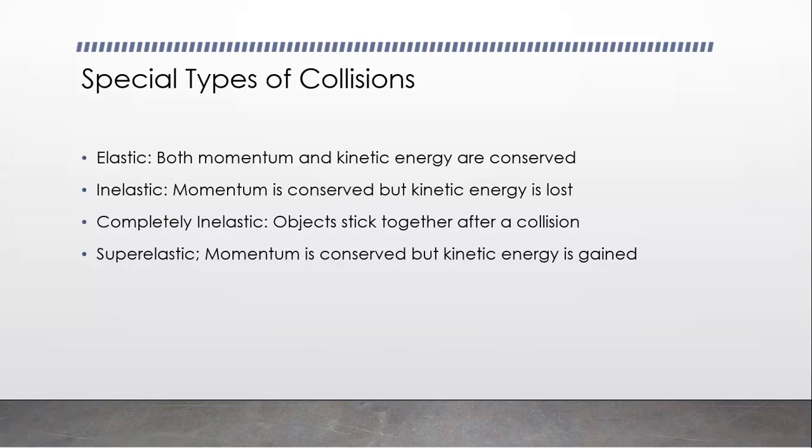Now there are some special types of collisions that we come across in physics when two objects collide with one another. Here are four definitions you'll sometimes see with collisions. Elastic means that both momentum and kinetic energy are conserved within a system. That means if you take the momentum and kinetic energy before a collision, they're the same numbers after the collision. Inelastic means momentum is conserved but kinetic energy is lost. Completely inelastic would tell you that objects stick together after the collision. That's as much kinetic energy being lost as possible.